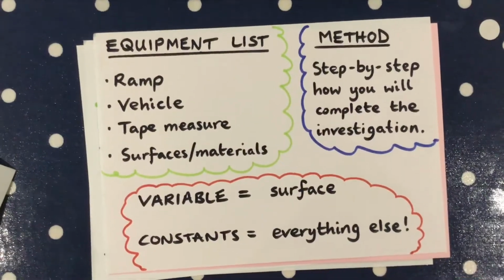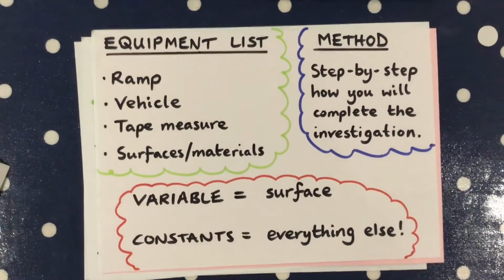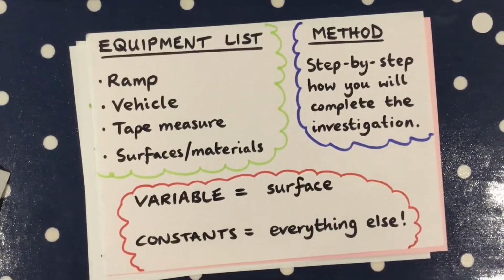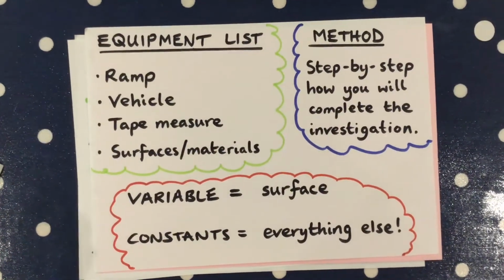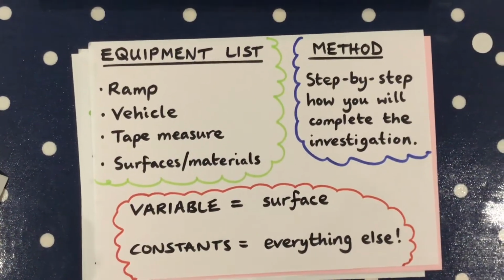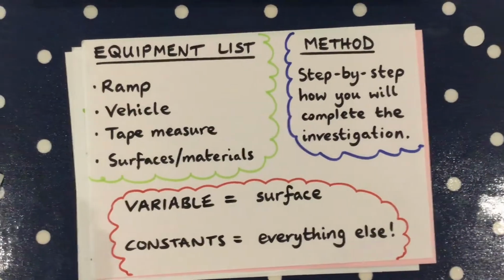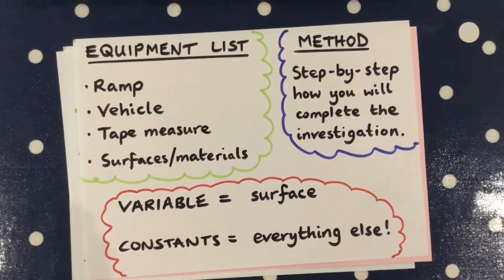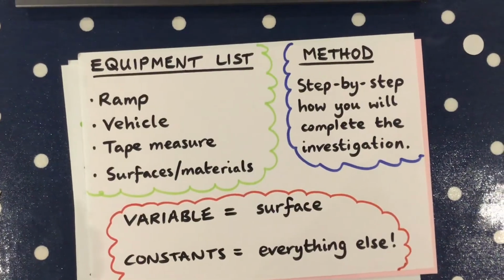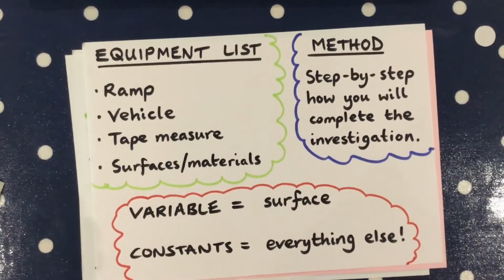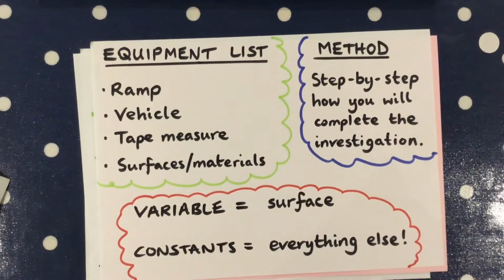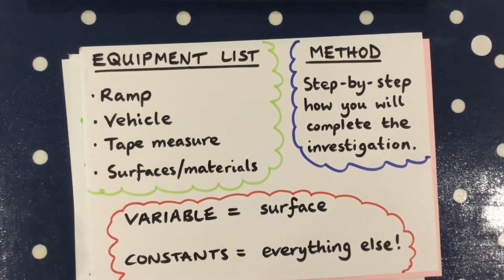A vehicle, now this could be as simple as a toy car. You'll see what I'm using in a moment. Anything with wheels, something small though, something you can use within the house. A tape measure or something similar. I don't have a meter ruler at home personally, but you might. But a tape measure will work just as well. And then you'll need some different surfaces or materials. So this could be something out of the kitchen drawers.